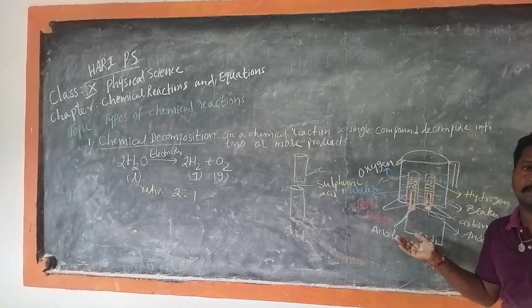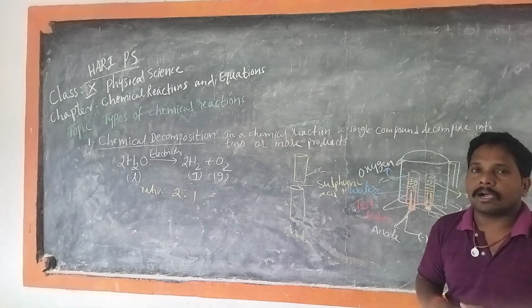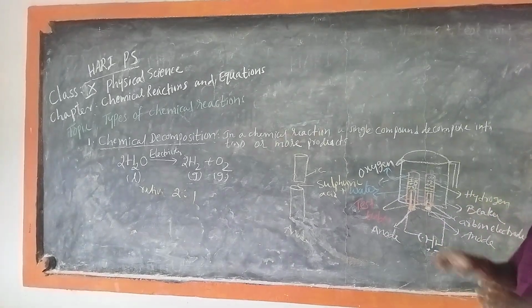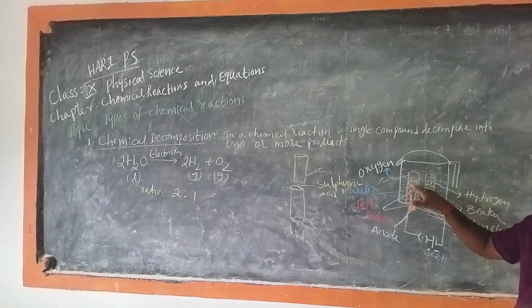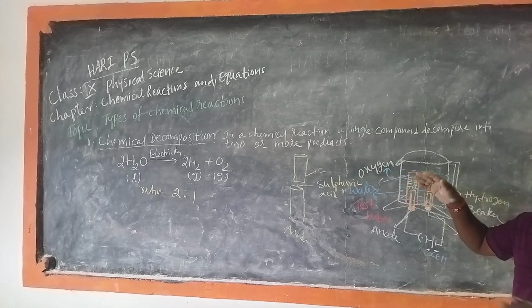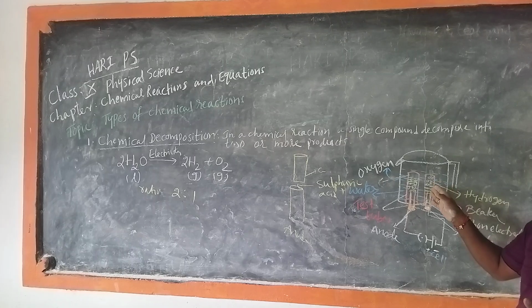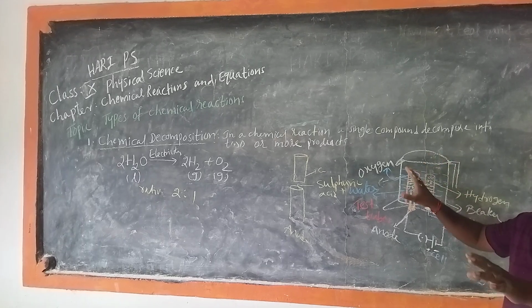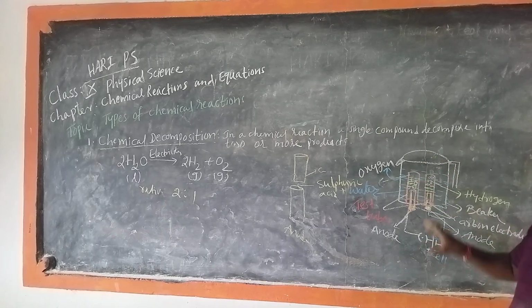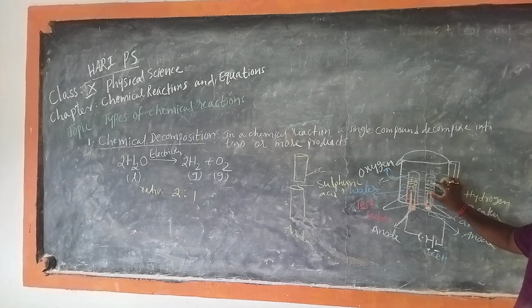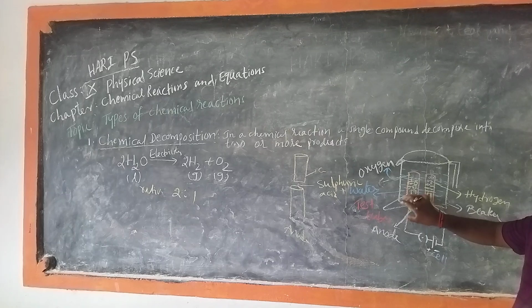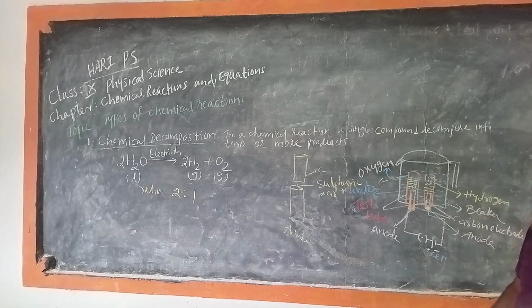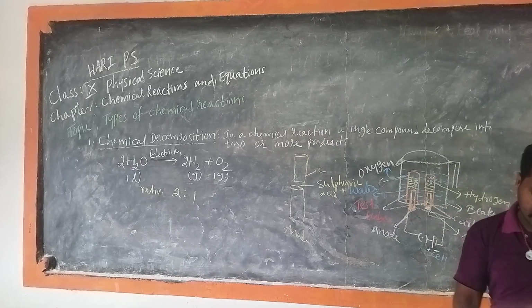So why does the hydrogen occupy more volume? Because it has less weight and less mass than the oxygen. Oxygen has more weight, so it occupies less space, so it has less volume, whereas hydrogen has less weight and it occupies more space. We know the space occupied by matter is called the volume. So near the cathode side where the hydrogen gas is liberated, we observe more space, whereas the oxygen is liberated near the anode, we observe less space.